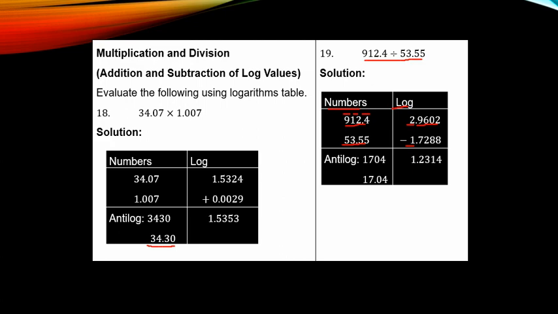Then you check 53 under 5 difference 5. That gives 7288. Division implies subtraction of log values. If you subtract these two numbers, you get this result. Next thing is to check the antilog of the result to get the final answer.